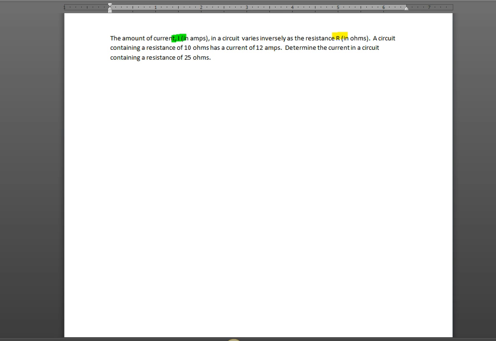And since it's varying inversely, that means that we're going to set up a division problem this time. So step one is to translate our verbal into a variation equation. And so our output is I. And since we're setting up a division problem, it's going to be K over R.